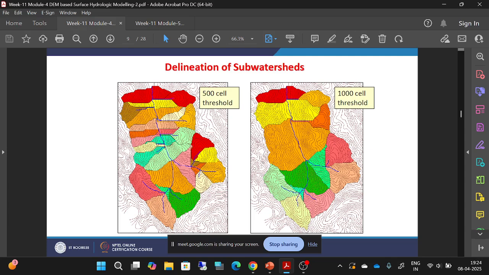This is delineation of sub-watersheds. So here also, these ones that you can see, they are sub-watersheds. Okay, they are small, but basically what you have to understand is this entire thing can be a large watershed, but within that large watershed, you can also have smaller watersheds, like sub-watersheds. Here, because it is a 500 cell threshold, it is showing you like this. A 1000 cell threshold means it's going to give you a much less complicated image output.